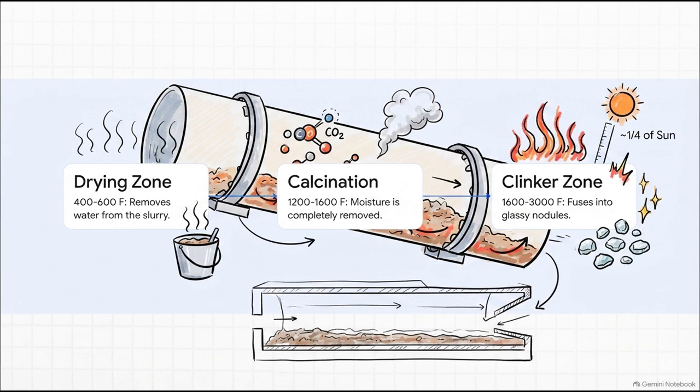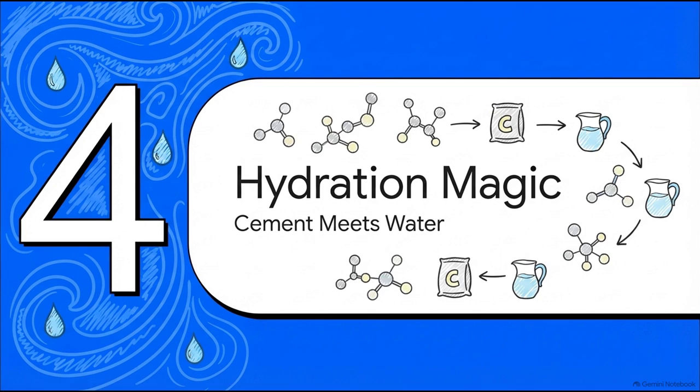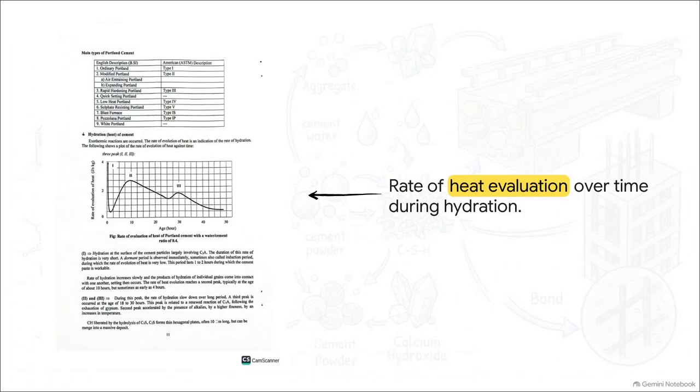This is where the intense chemical reactions happen, fusing everything into those vitrified, glassy little nodules we call clinker. Which brings us to section 4, hydration magic, where cement finally meets water. Once we cool and grind that clinker, it's ready for hydration, the chemical reaction between the cement powder and water. Now, this reaction is highly exothermic, meaning it throws off a ton of heat.